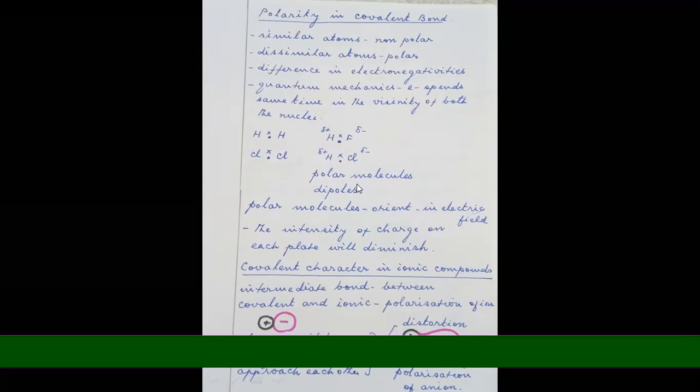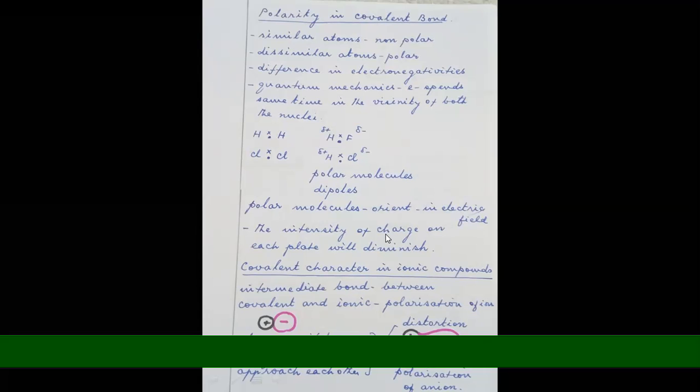And because of this change in the orientation, the intensity of the charge on the electrical plate will diminish. Once all the molecules get oriented towards the oppositely charged electrical plates, they will align in such a way that the charges are oriented towards the oppositely charged plates. And because of this, what will happen? The intensity of the charge on each plate will get diminished. So this is what is polarity in the covalent bond.